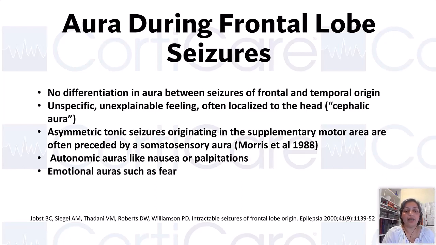And the asymmetric tonic seizures, which are originating from the supplementary motor area, are often preceded by a somatosensory aura. There is a very heavy projection from the sensory cortex to the supplementary motor area. So you have the central sulcus, anterior to that is the motor cortex, and anterior to that is the supplementary motor area. That area has heavy connections with the parietal lobe sensory cortex. So patients do report somatosensory aura, and after that aura, they do have asymmetric tonic seizures.